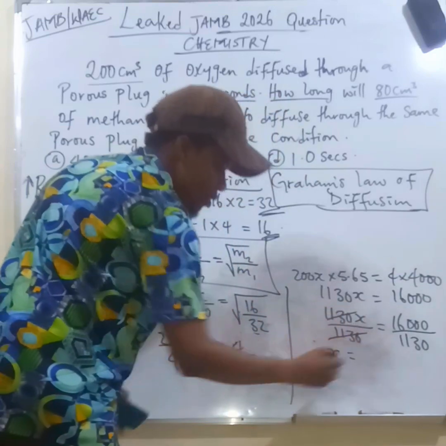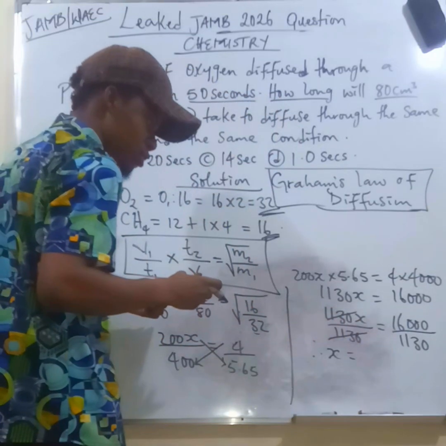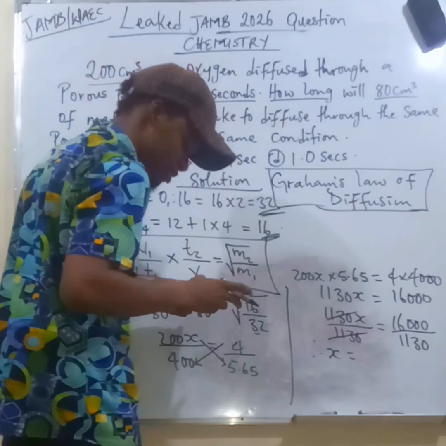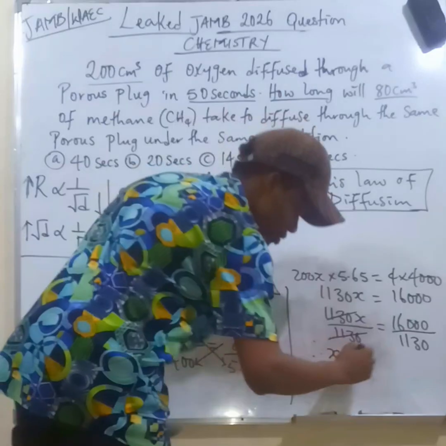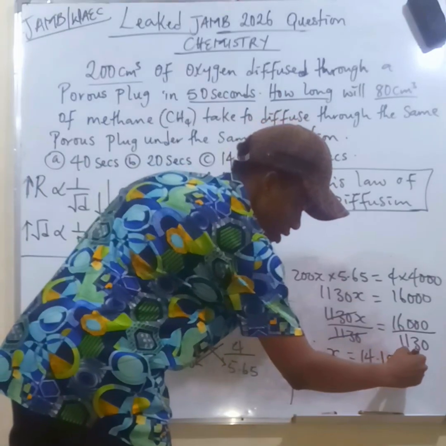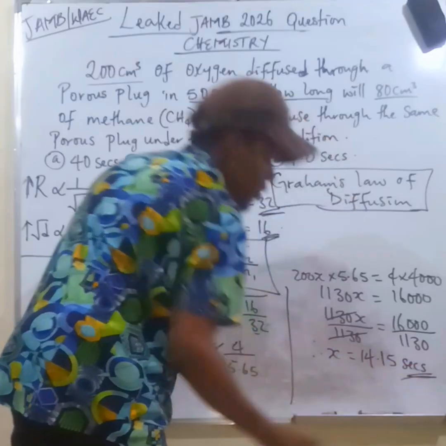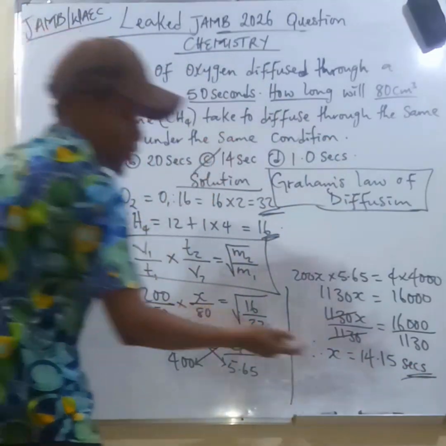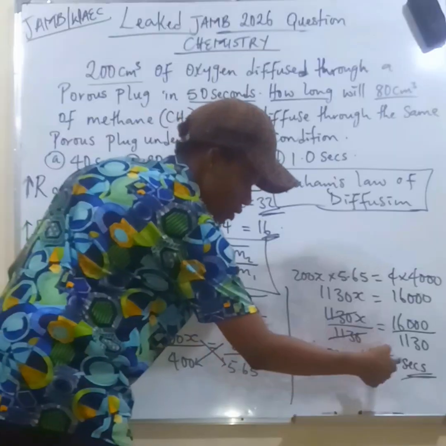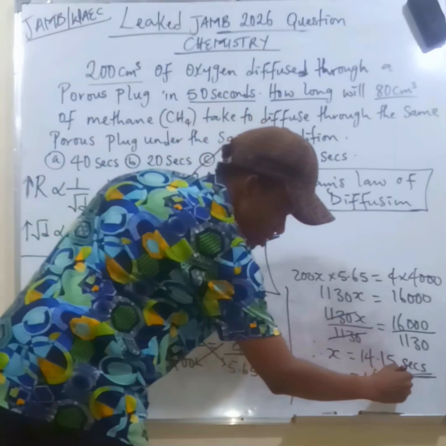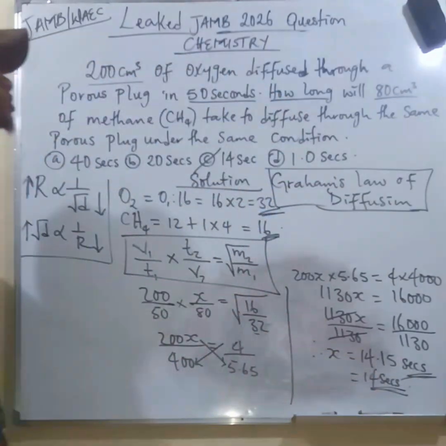Therefore x, alright, which is our time that we are looking for, will now be 16,000 divided by 1130, and we'll get 14.15 seconds. Alright, when we go through the options, we just have 14 seconds, so automatically, no need to do any form of approximation, which is still the same thing as 14 seconds. So that becomes the answer. So the answer becomes option C.